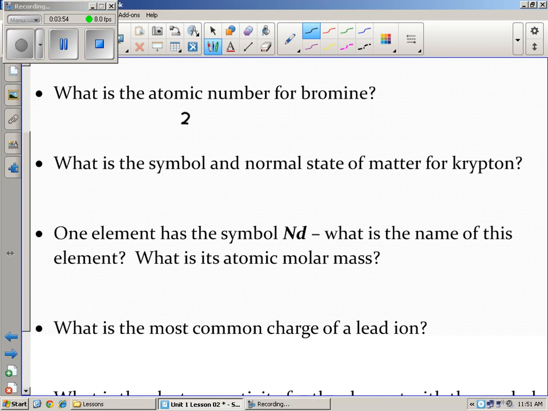35. Sure. So let's put that in there. What's the symbol and normal state of krypton? What's the abbreviation, what's the symbol for krypton? Kr. Okay, don't get krypton confused with kryptonite. They're different. All right.